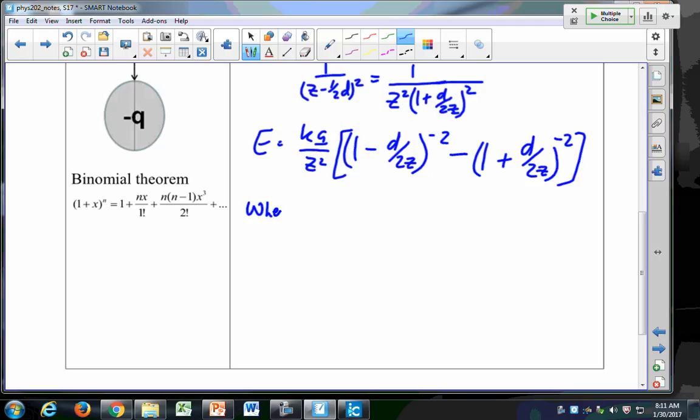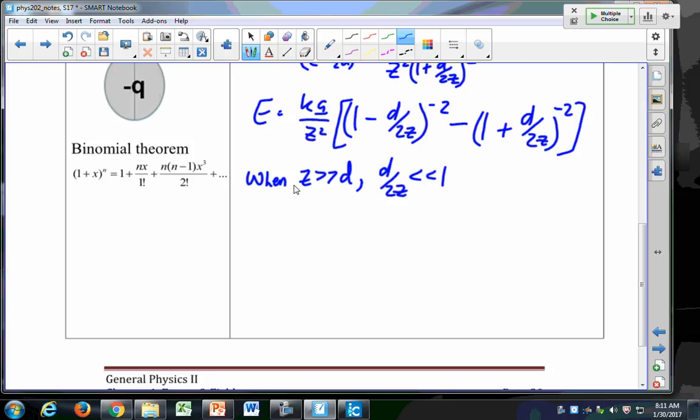All right, so I can make some assumptions. I can say that when Z is much, much bigger than D, that is, if I'm really far away from this dipole, then D over 2Z is much less than 1. If I make this denominator really big and this smaller, then this becomes much less than 1. So because of that, I can use the binomial theorem.